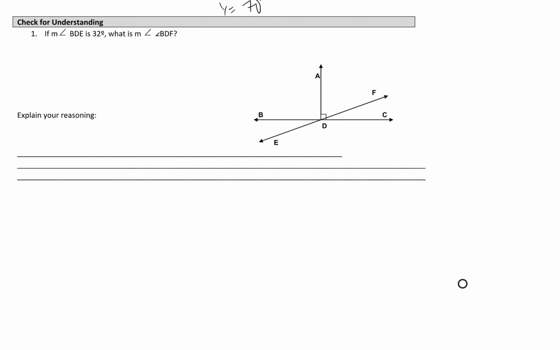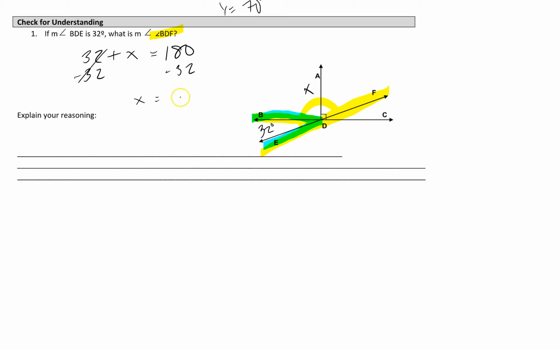So here we go. Measure of angle BDE is 32 degrees. So BDE is right here, so I'm going to put 32 degrees. What is the measure of angle BDF? When I look at these two, it looks like they share a line right here. I'm missing this piece, but I know they share this line. That means they are supplementary. So I'm going to say 32, I'm going to call this missing piece x, plus x equals 180 degrees. Subtract this 32.